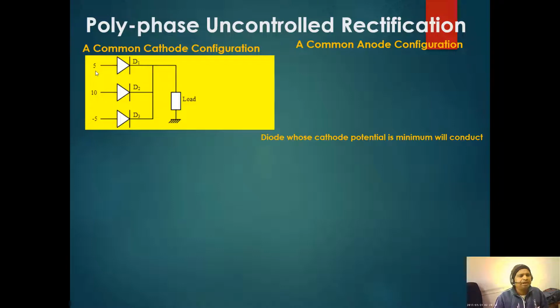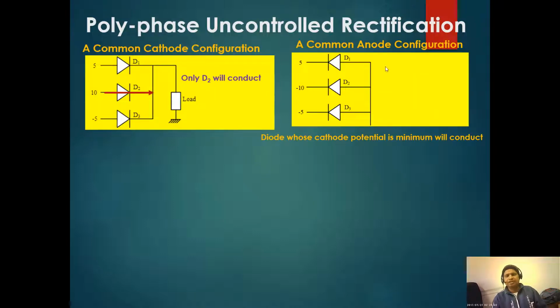Now I have applied magnitudes of 5 volt, 10 volt, minus 5 volt. So out of these three diodes, which diode will conduct? The diode which is having higher potential will conduct. That means D2 will conduct, because D2 is having the higher anode potential. So this is called a common cathode.